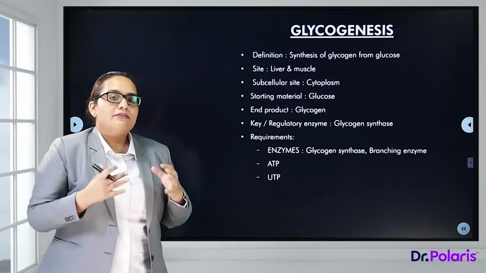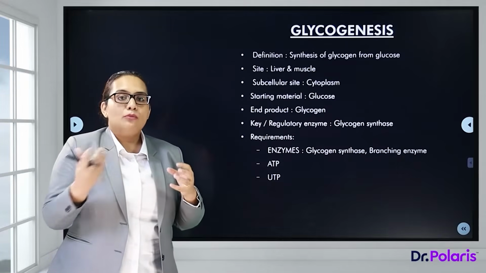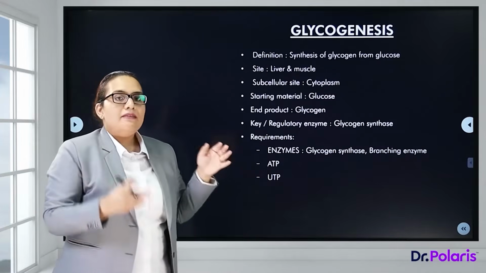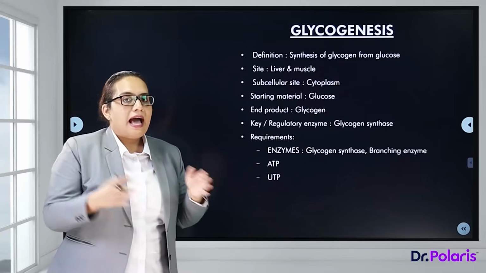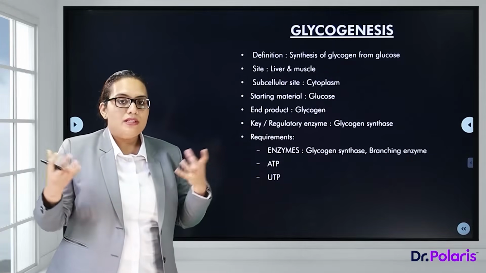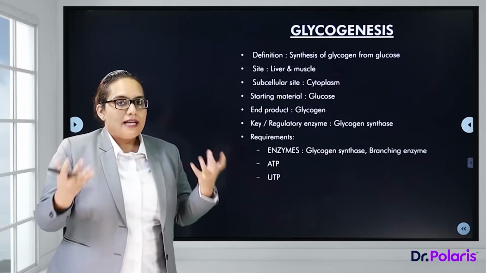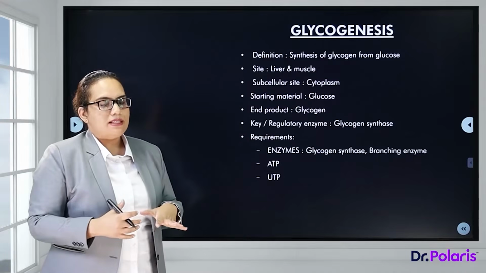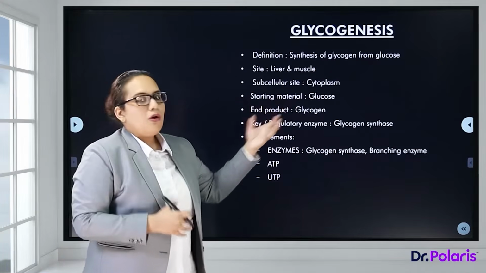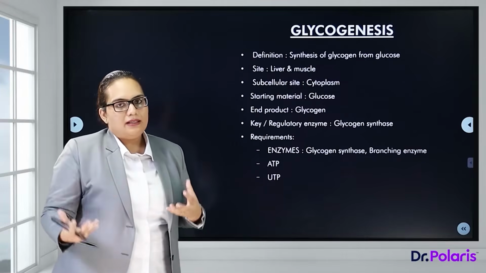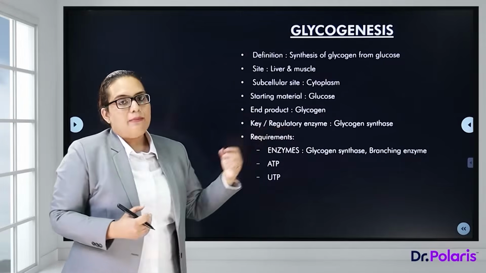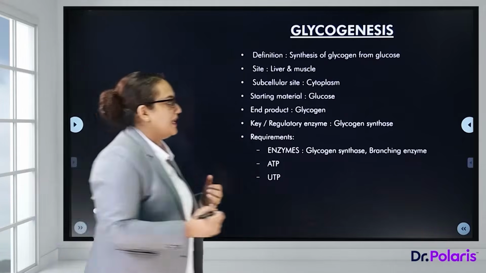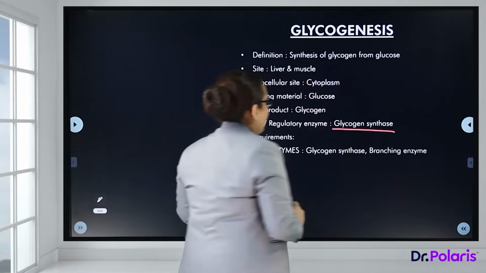So glycogenesis is defined as the formation of glycogen from glucose. Glucose is the monosaccharide which is being repeated to form glycogen. And the site where glycogenesis occurs is in the liver and muscle. These are the two places where glycogen is stored. The subcellular site is the cytoplasm. All the enzymes required for glycogenesis are present within the cytoplasm of the cell. The starting material obviously is glucose and the end material is glycogen. The main key enzyme whose activity influences the entire rate at which glycogenesis proceeds is glycogen synthase. So this is the main key enzyme.